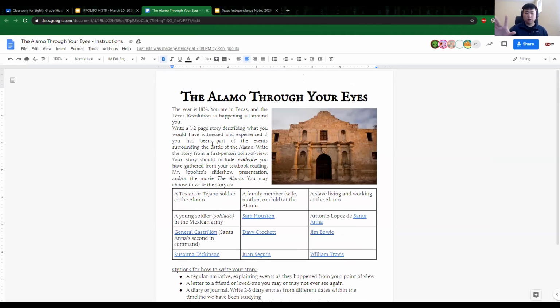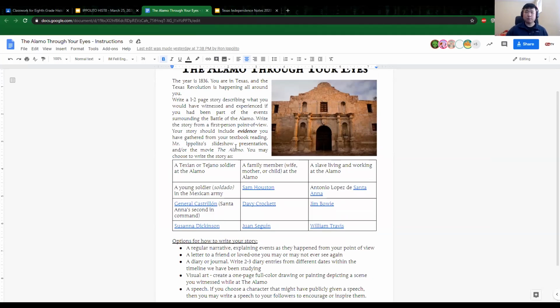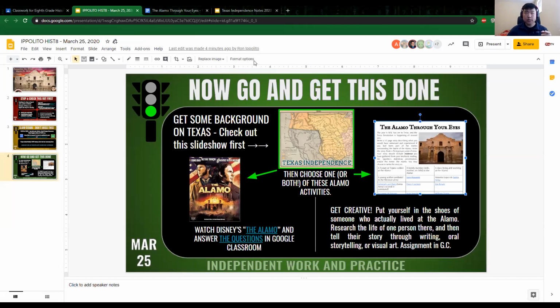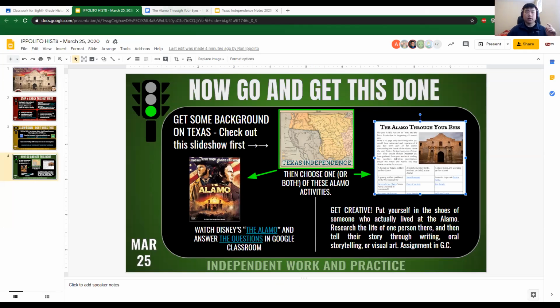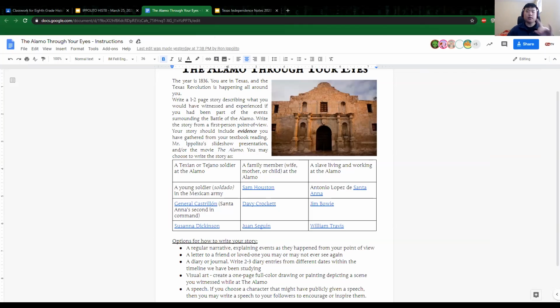Pick one of those. Conduct some research on them, and then write a 1 to 2 page story describing what you would have witnessed or experienced if you had been part of the events surrounding the Battle of the Alamo. It's going to be in a first-person point of view. Remember, the story should include evidence that you gathered from either the textbook reading, the slideshow from Texas Independence, or the Alamo movie as well.